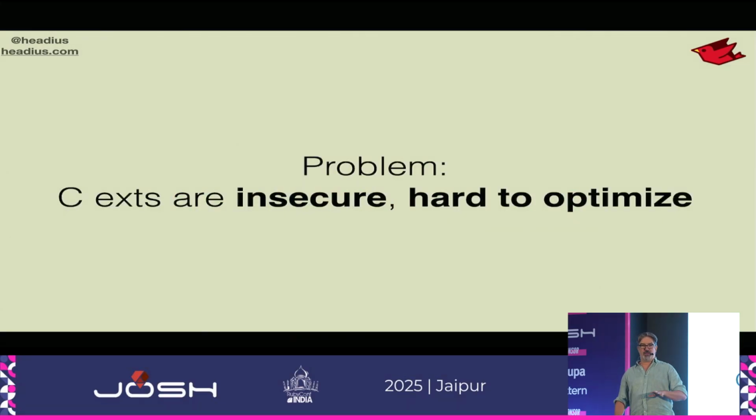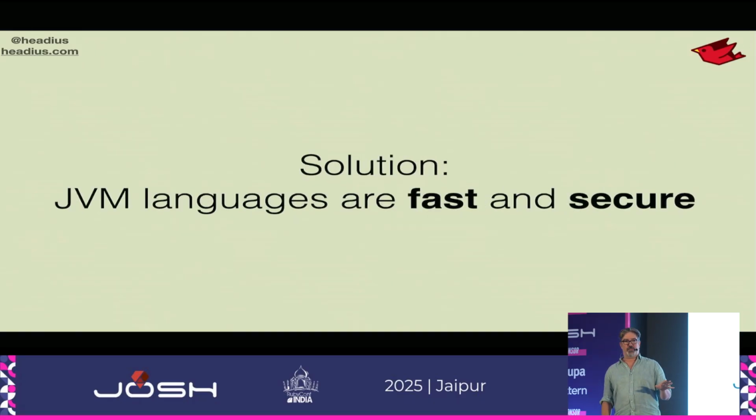So this problem about C extensions and having to use C and having to have C compilers around, not a problem for us. JRuby is safe and fast and secure like any JVM language and integrates with the whole stack and all of the libraries that you call.